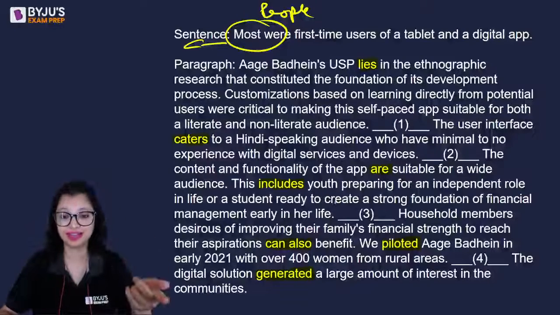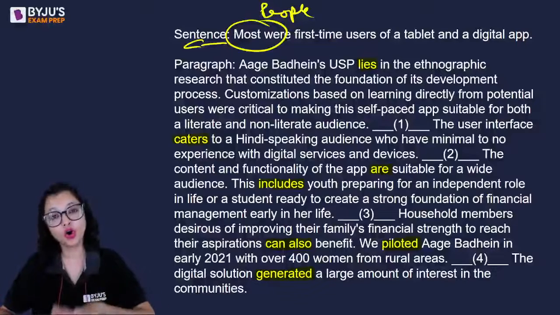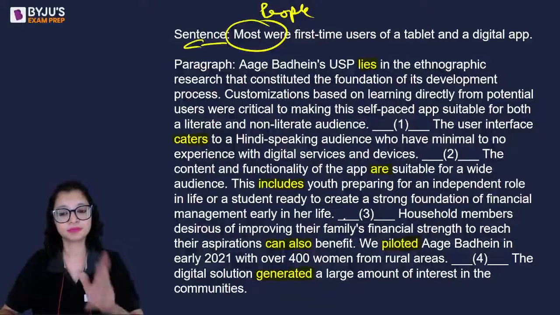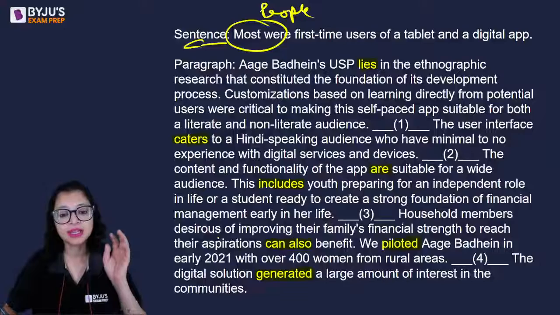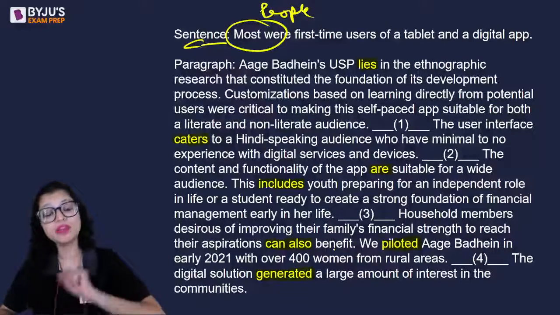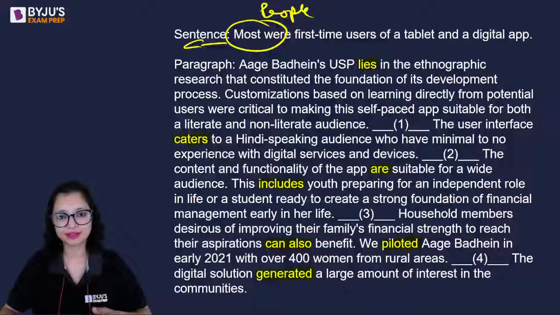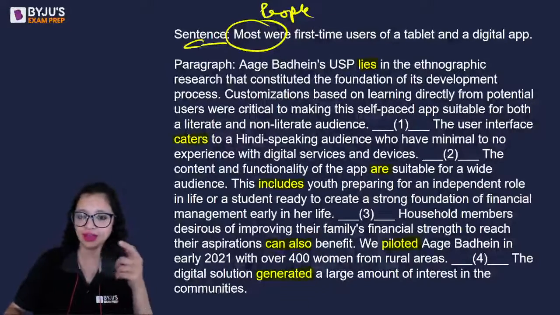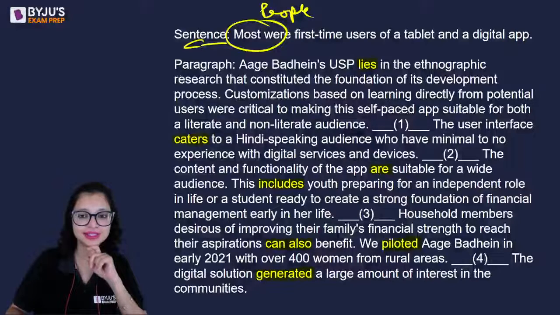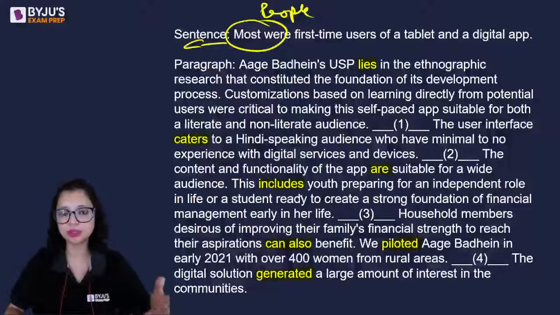More features of the app. This includes youth preparing for an independent role in life, or any student can also use it. Household members desirous of improving their family's financial condition can also benefit from it. Another feature added back to back. There is no discrepancy here. There is a continuity in the tense as well. You can use it, you can use it, this will help you, this will help somebody else as well.